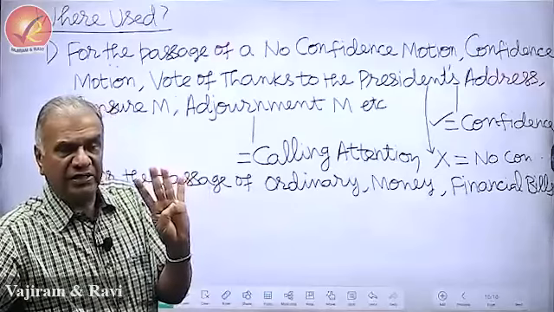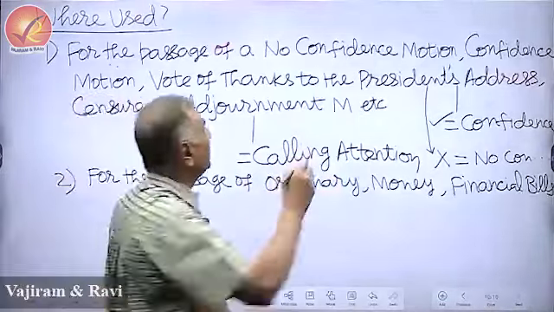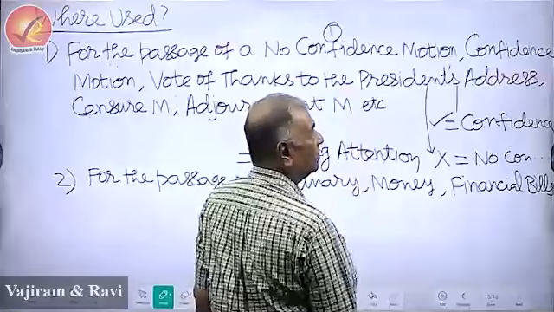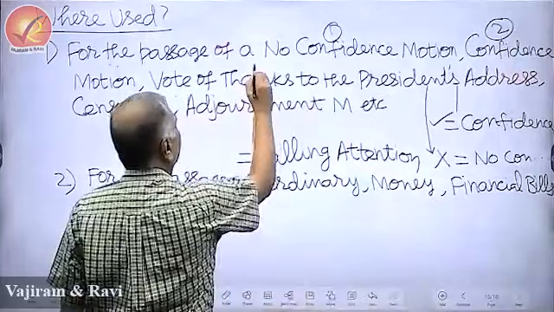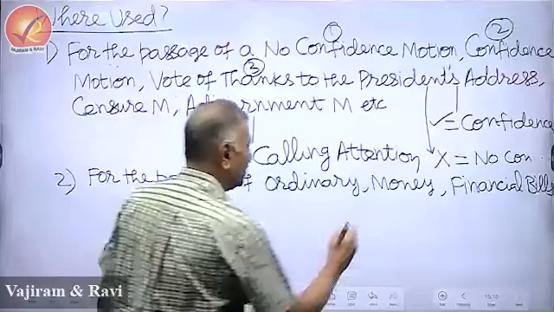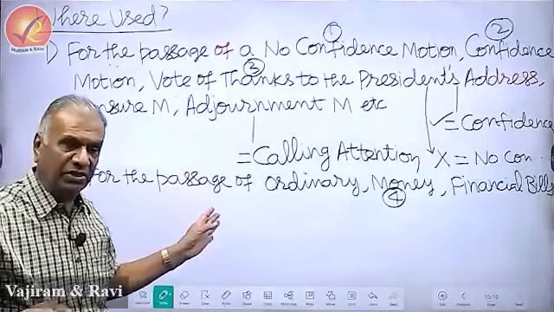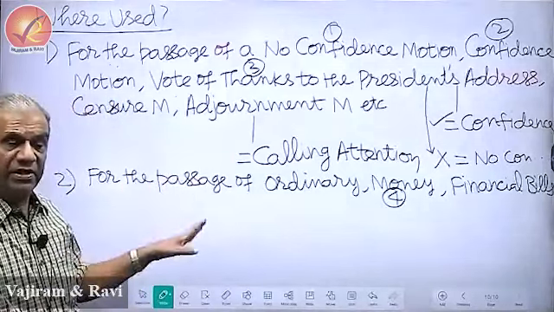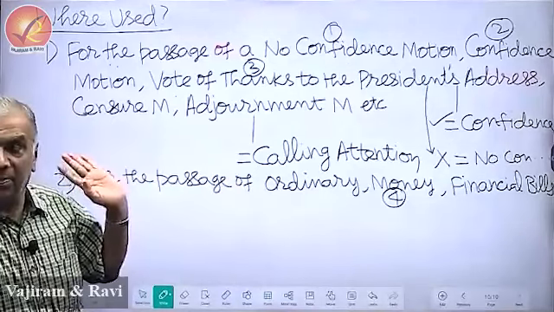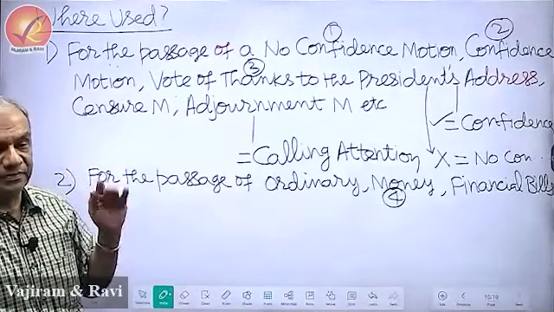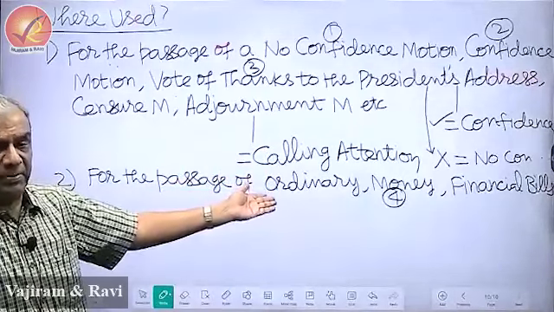There are only 4 occasions where if the government is defeated, the government has to resign. The first is when it is defeated on no confidence motion, when it is defeated on vote of thanks to the president's address, when it is defeated on a money bill. These are the only 4 occasions. If the government is defeated in the Lok Sabha on these, the government shall resign. On other occasions, it is not compulsory to resign immediately. So these are the types of questions which can be asked in your prelims, for example.